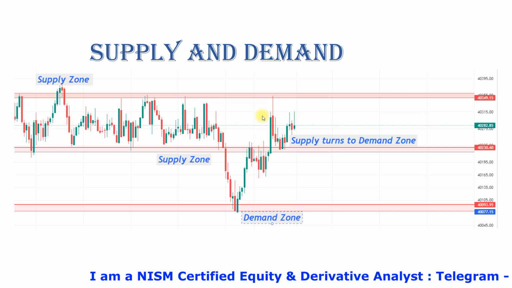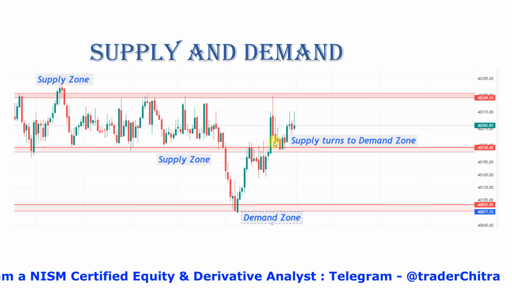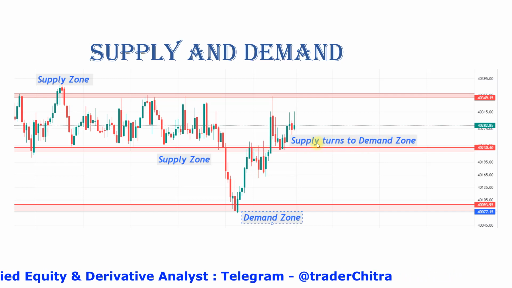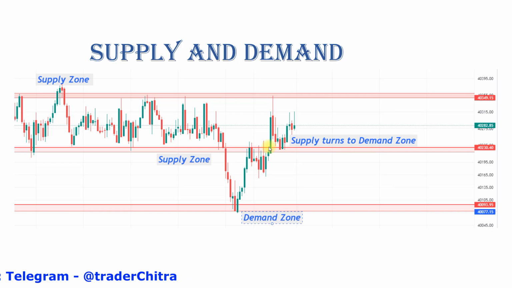And after that price touched the supply zone, that is the resistance. Then here we can see that supply turns to demand zone. Why does supply turn to demand zone? Because in the supply zone we usually see huge selling. When the price is moving above the supply zone, that supply zone turns to a demand zone.